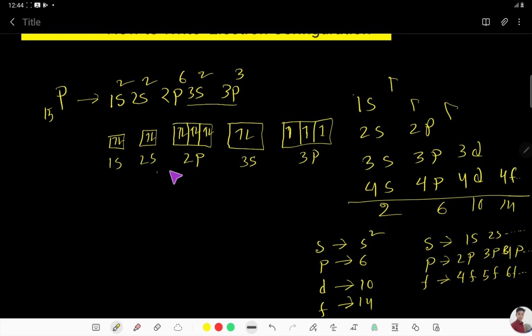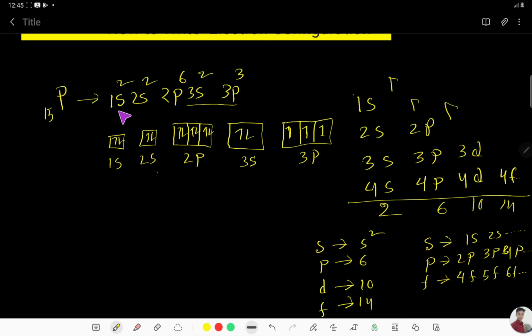Now I would like to give you the idea about paramagnetism and paramagnetic and diamagnetic substances. Since phosphorus has unpaired electrons, this is paramagnetic, and in a diamagnetic substance you don't get any unpaired electrons. Since phosphorus has 3 unpaired electrons, it is paramagnetic, right? Now I am going to give you more information from this electron configuration.